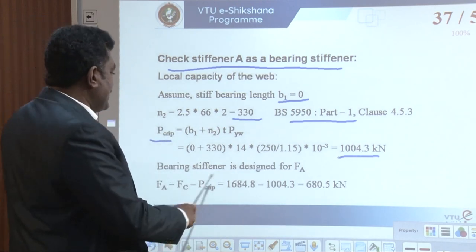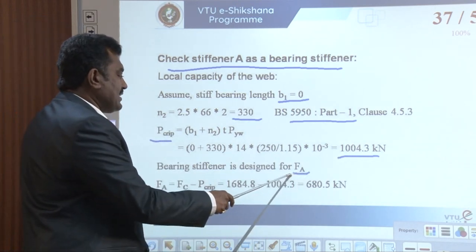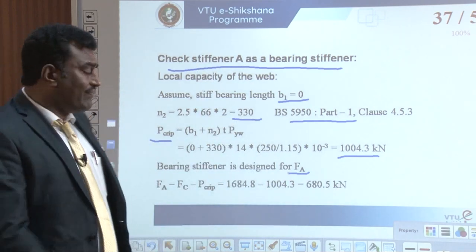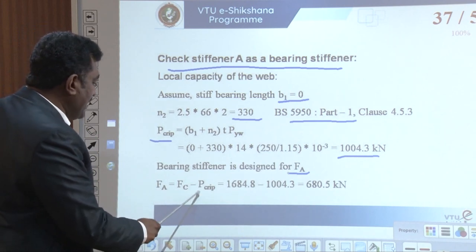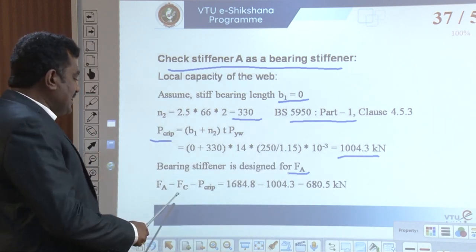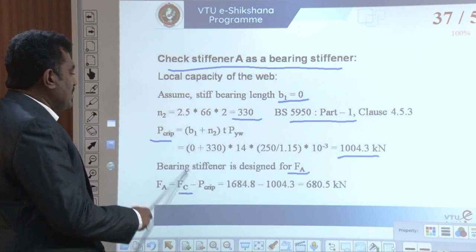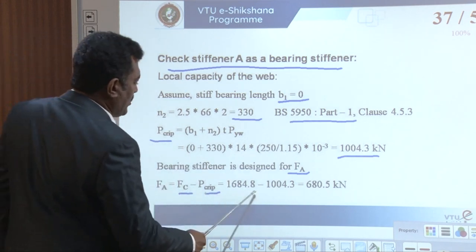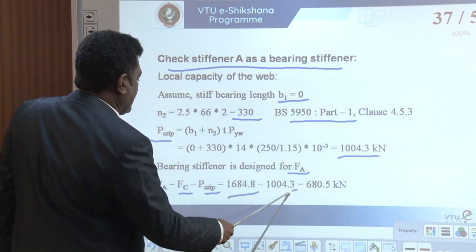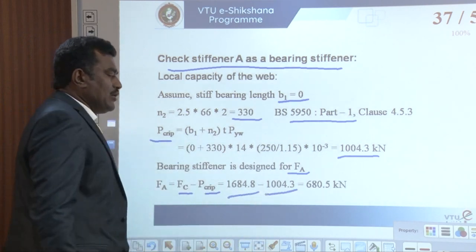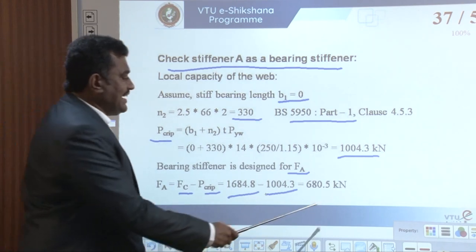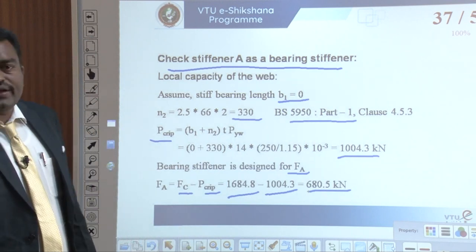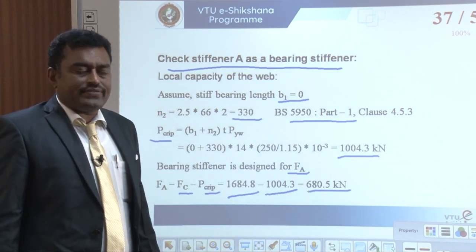The bearing stiffener is designed for Fa. What is Fa? That is, Fa is equal to Fc minus P crip. Already known about Fc. You substitute the Fc value and P crip value, that gives 680.5 kilonewton. That value, the bearing stiffener is designed for.